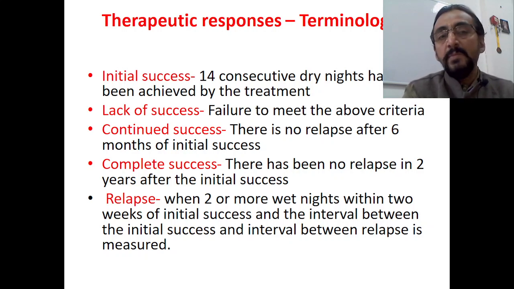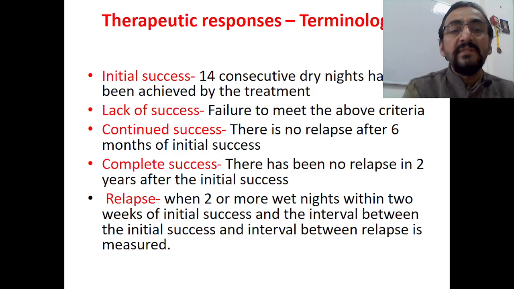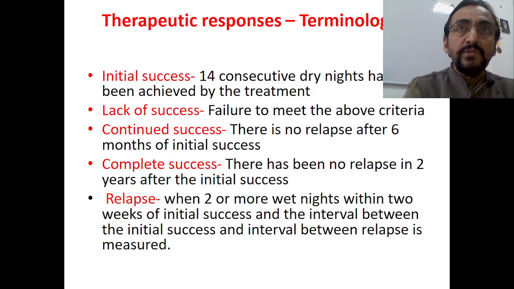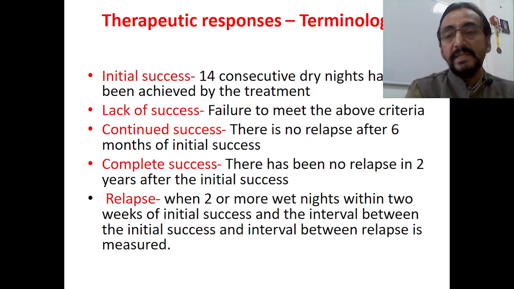Then it is called a lack of success. Continued success. What do you mean by continued success? There is no relapse after 6 months of initial success. Initial success up to 14 to 15 days, there is no problem, everything is fine, and if the same response continues for the next 6 months, then we call it continued success. Complete success means there has been no relapse in the last 2 years. You have started giving Ayurvedic treatment, and there is no relapse after 2 years also. So it is called complete success.